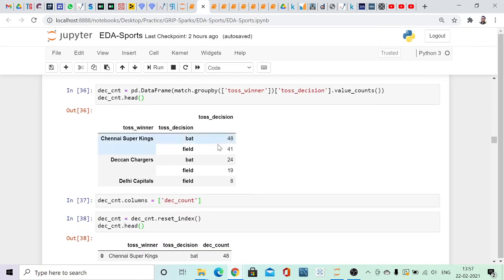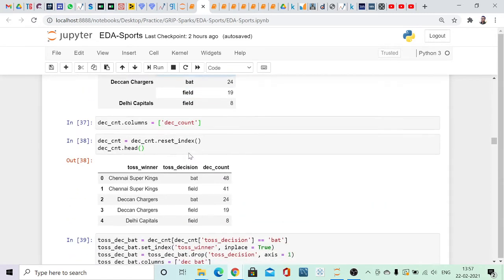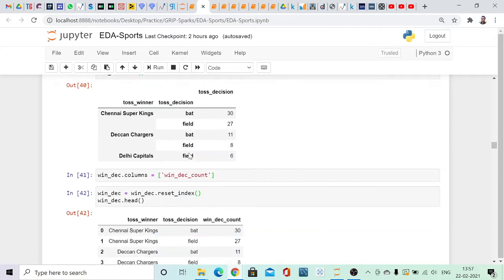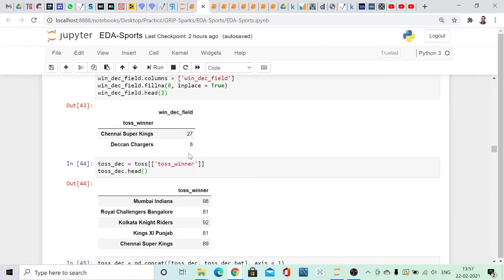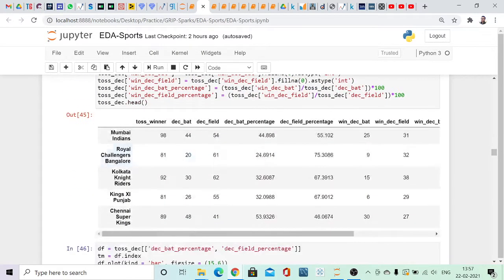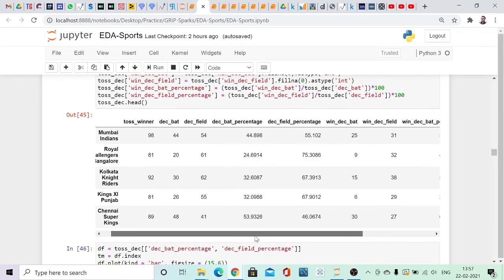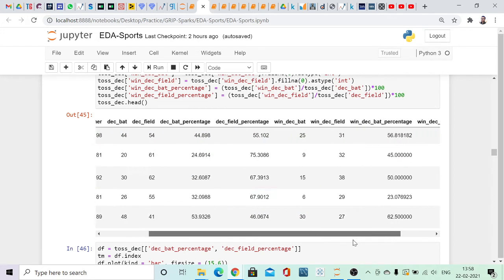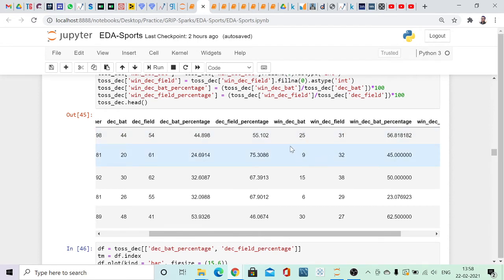Now let's see what has been the decision of teams after they have won the toss. So if we see here, this table gives us the decision of choosing to bat or choosing to field after winning the toss, and what has been the percentage for it, and what has been the winning percentage if they have decided to bat or if they have decided to field. Let's see it through the graphs.